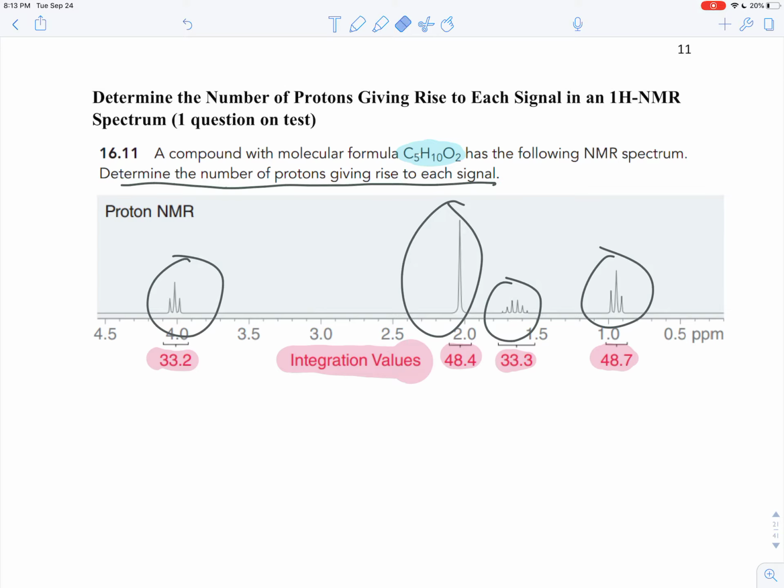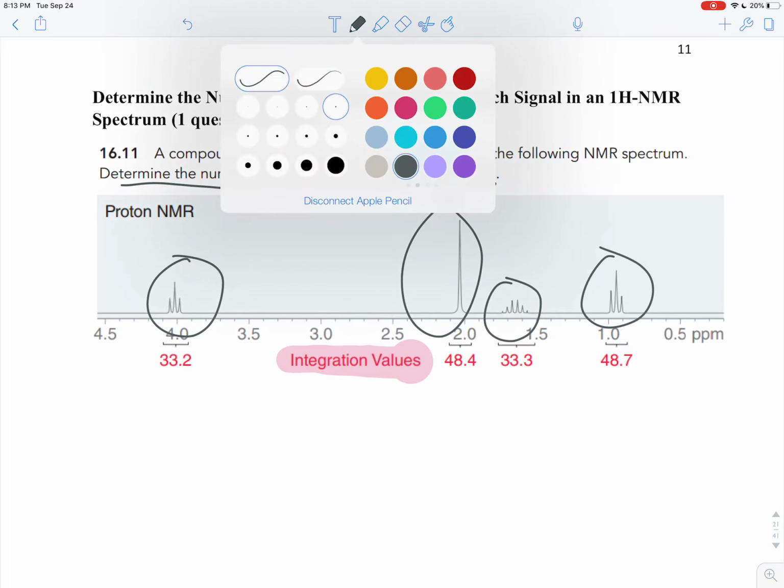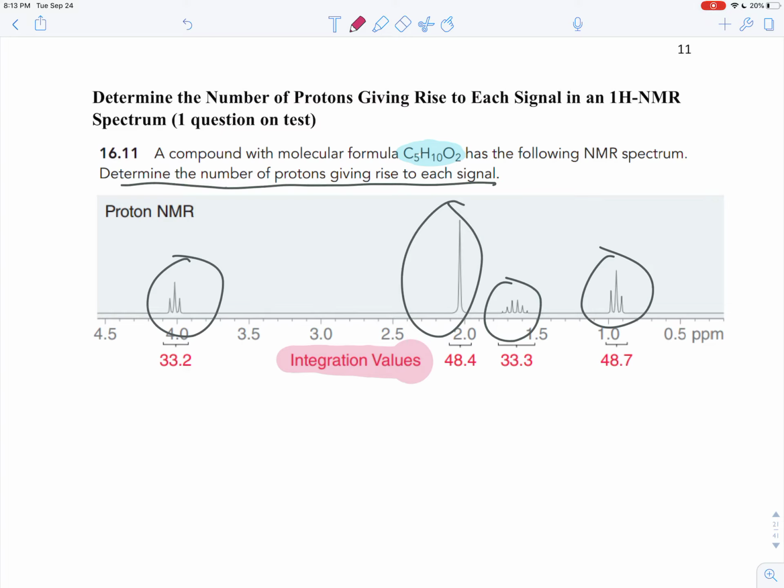Now these are not really useful numbers as they are. They're weird, sort of non-intuitive numbers. So we want to turn them into the number of hydrogens. And the first step for doing that is to turn them into more intuitive, simpler numbers. You can get the simplest whole number ratio between these by dividing each of these red numbers by the smallest one. The smallest one is 33.2, so we'll divide each of these numbers by 33.2.